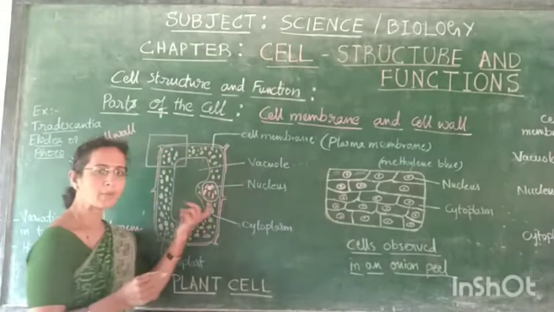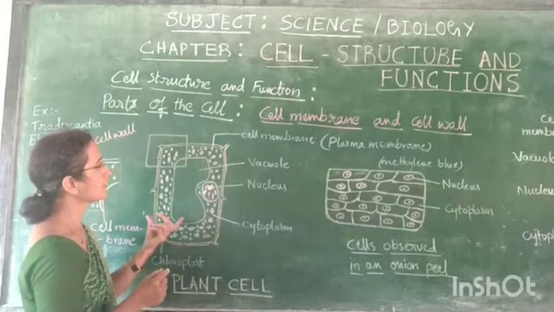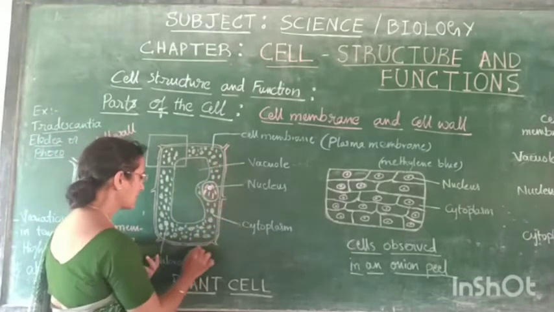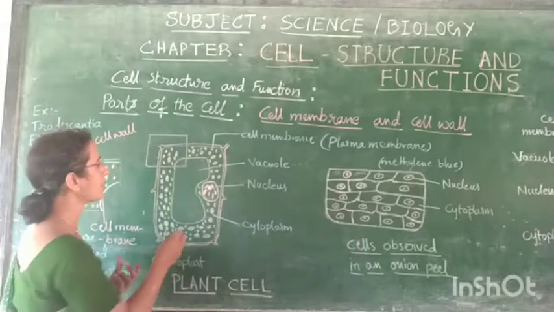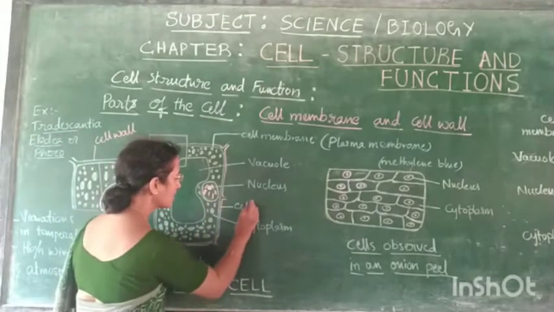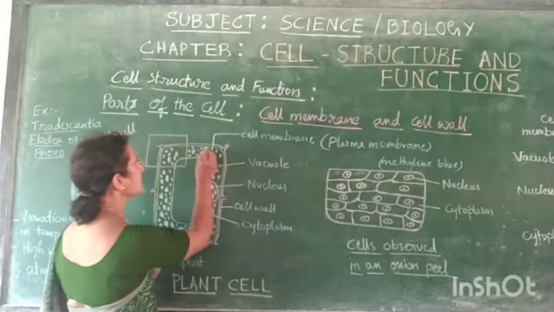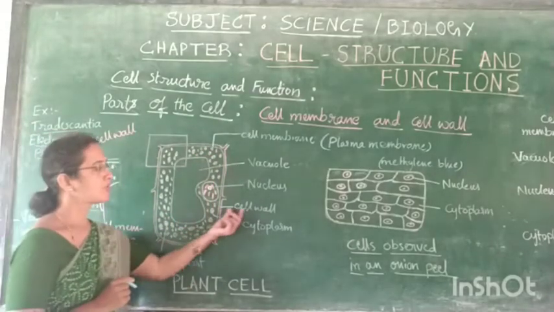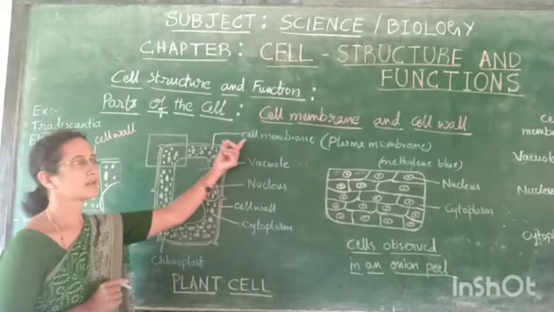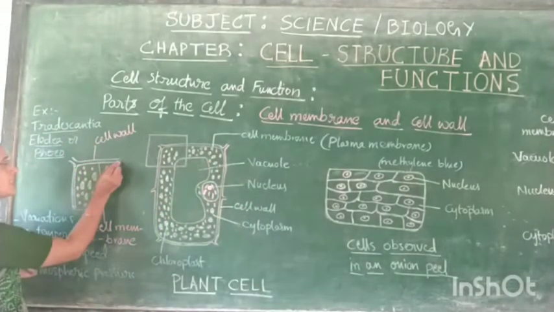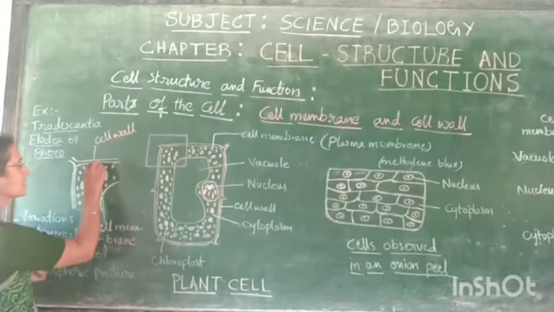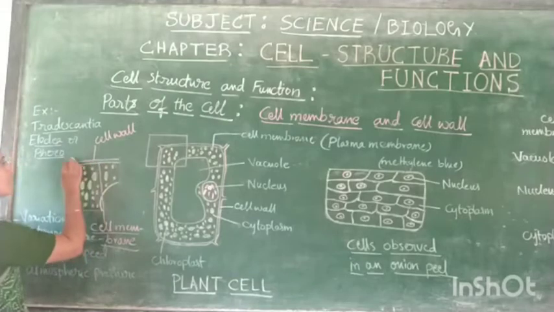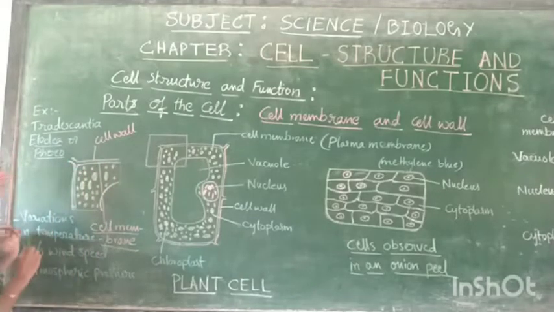So which is the cell membrane and which is the cell wall? Here you can see a layer. So that is the outermost layer. So this is cell wall. So next to that you find a cell membrane. So this is a plant cell. So a plant cell consists of both cell wall and cell membrane. So here you can see the cell membrane. This is cell membrane, and next to that you find a very thick cell wall.